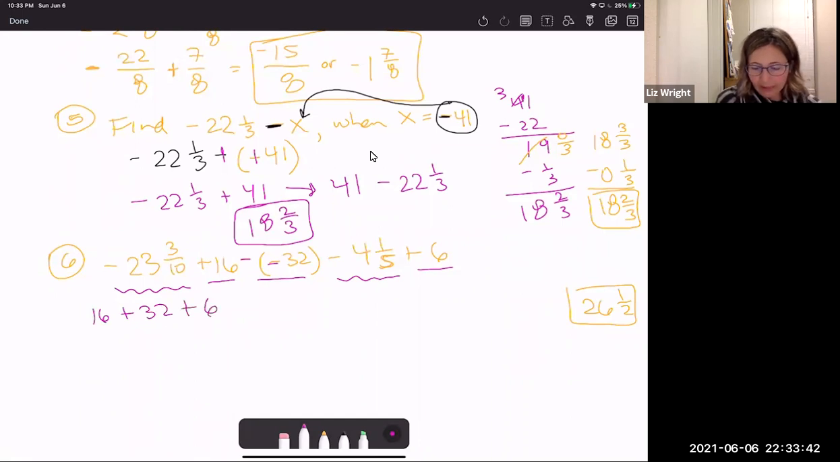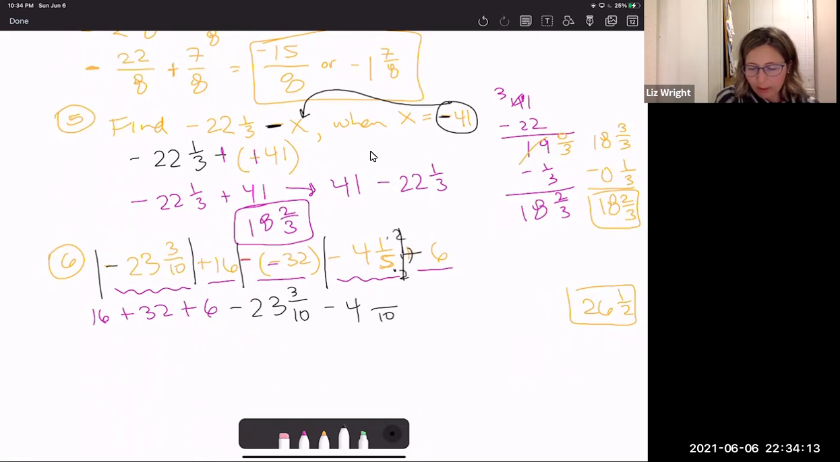And again, I've had students say, Liz, it's really hard for me to remember where the signs are all going. If you need to, I've told students before, you can draw vertical lines between each of these, because as long as we've got addition, subtraction going all the way across, those signs are going to travel with those terms. So it's plus 6. And then I'm going to jump over here and it's minus 23 and 3/10. And then it's minus 4, and I'm going to go ahead and get a common denominator here of 10. So that's times 2 times 2, and it's going to be 2/10.